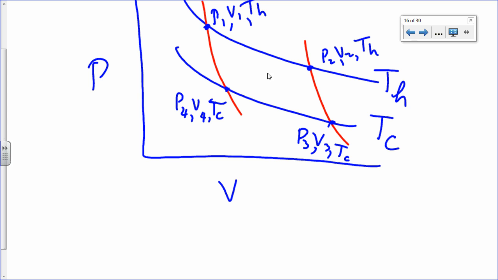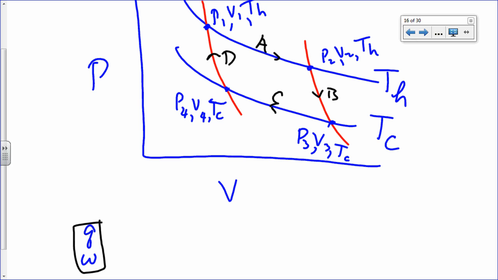So, like I said, you need the expression for Q and W for each step. So remember, the steps are what? A is reversible isothermal, B is reversible adiabatic expansion, and then C would be reversible isothermal compression, and then D would be the reversible adiabatic compression. Okay, so you need an expression for Q and W for each one.